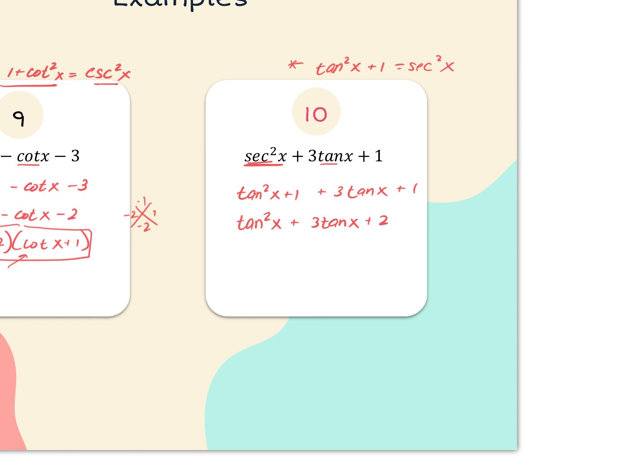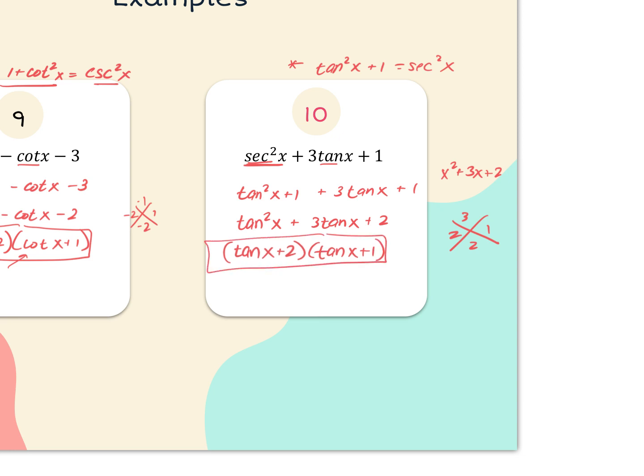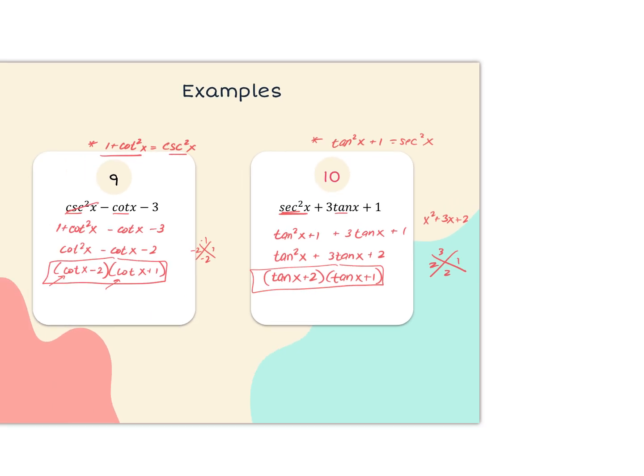So again, I can use the u squared, or by now you might be comfortable enough to just pretty much know that this is similar to an x squared plus 3x plus 2 scenario. And so you can say, okay, the product is 2, the sum is 3. I know it's 2 and 1, and so it's going to be tangent of x plus 2 and tangent of x plus 1. Okay, and again, this would be fully factored, okay, simplified by factoring.